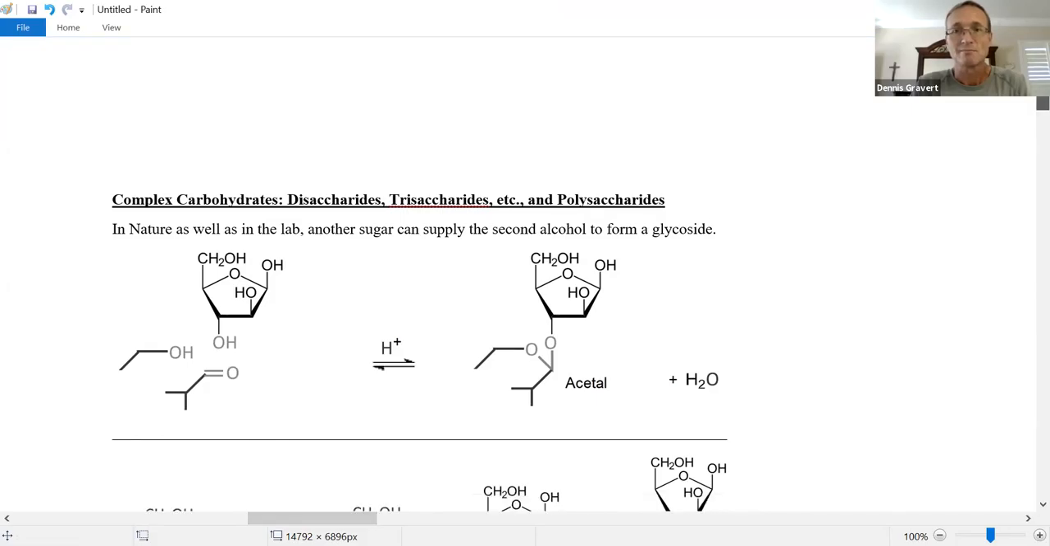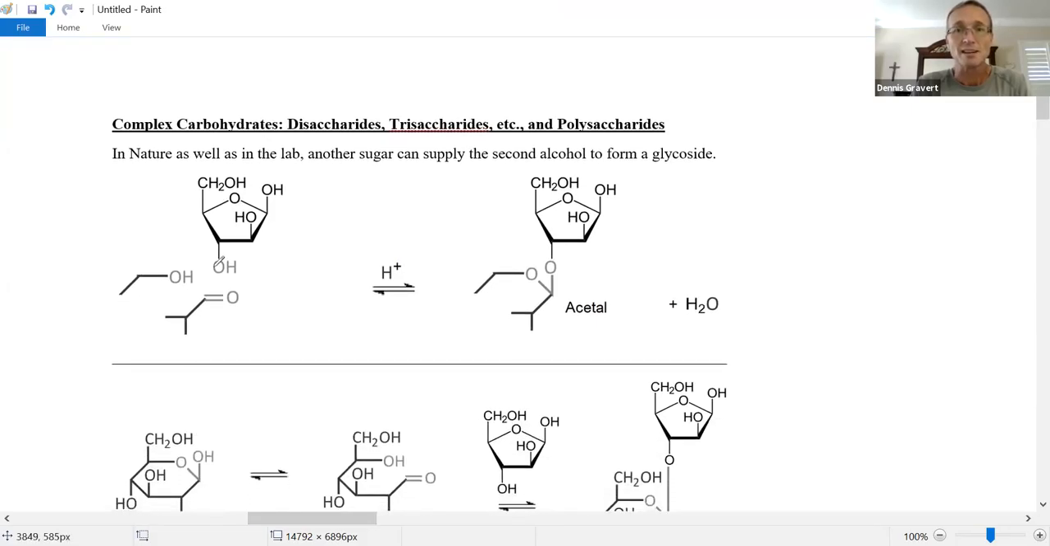So instead of just using ethanol as a second alcohol, let's bring in another sugar. There's lots of alcohols. So pick one of the alcohols, and nature, she gets to pick. She has some favorites. But every time you pick a different one, that's going to create a different acetal, different molecule. Anyways, just see the main idea for now.